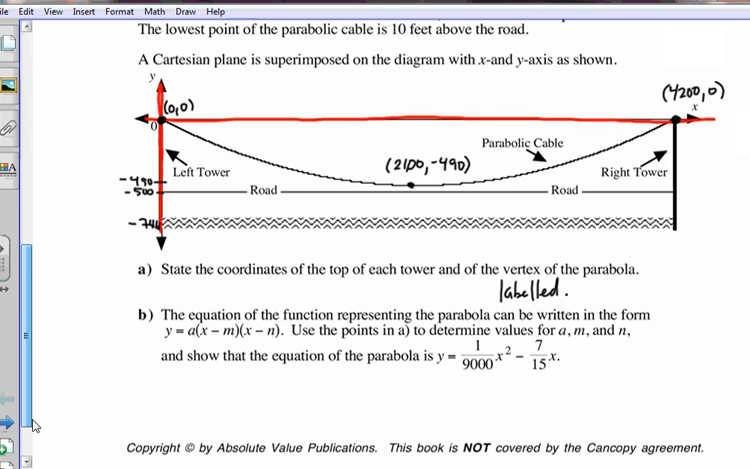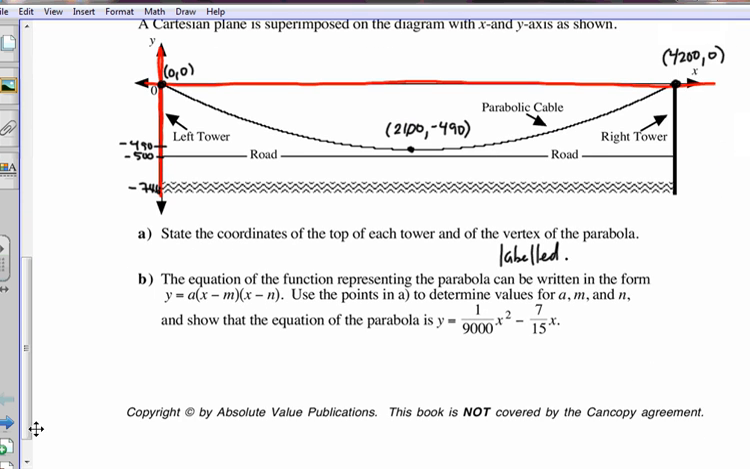Okay, so it says the equation of the function representing the parabola can be written in factored form. That's factored form, right? Use the points in A to determine the value of A, M, and N, and show that the equation of the parabola is that. Okay, so let's sub in what we know.